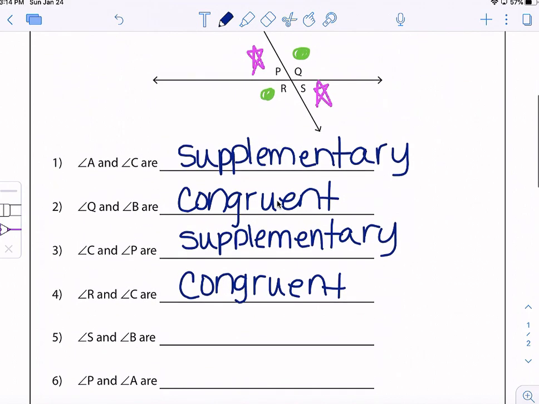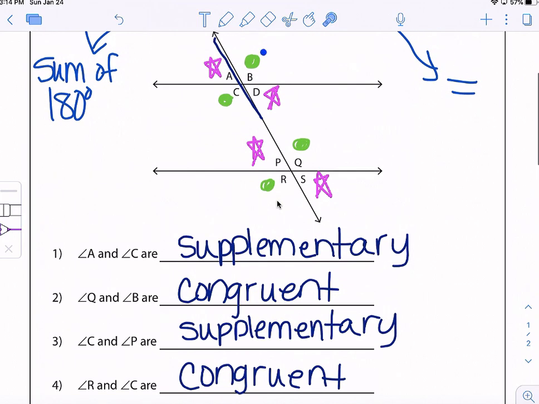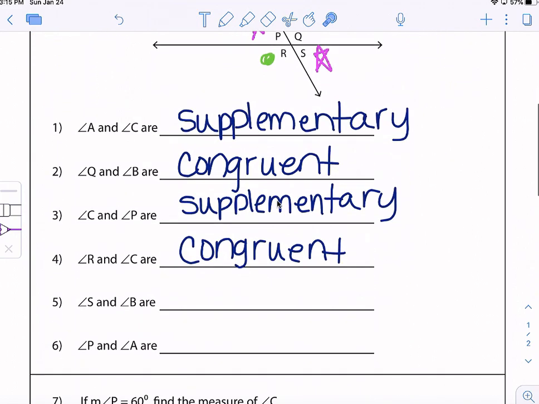Okay, angle S and angle B. So S is right here and angle B is up here. S and B are same side exterior. They're on the same side of the transversal, but they're on the outside of the parallel lines. So they're same side exterior, different shapes, so they're supplementary. They're not going to be congruent. Supplementary.